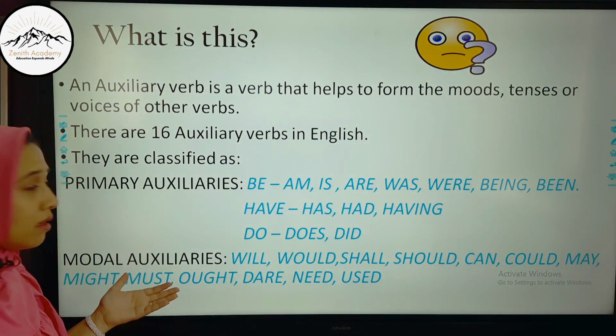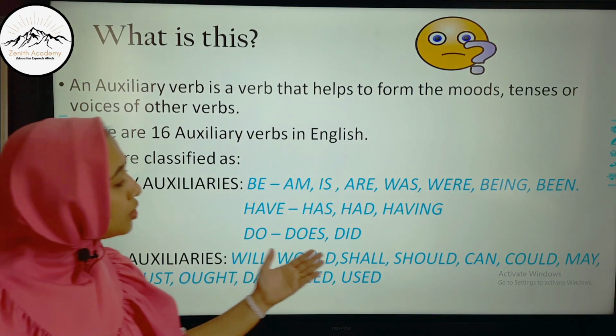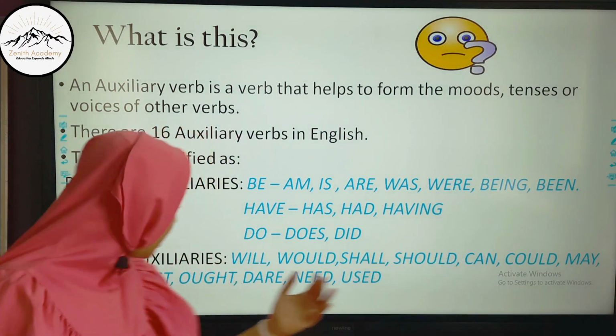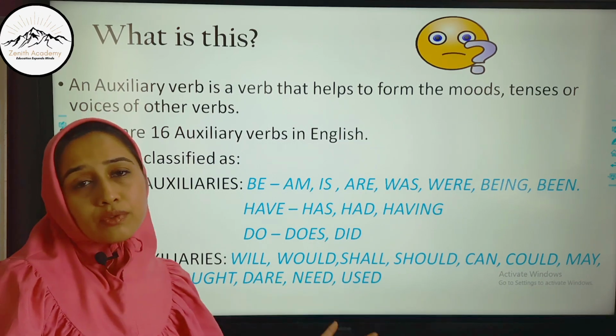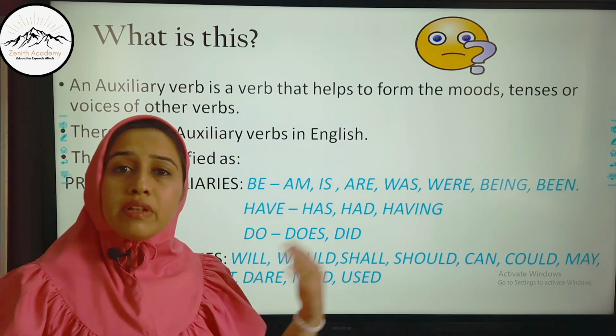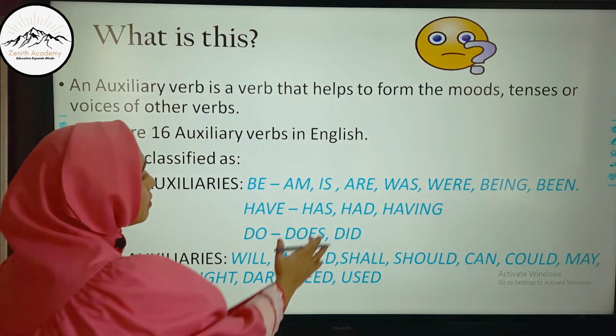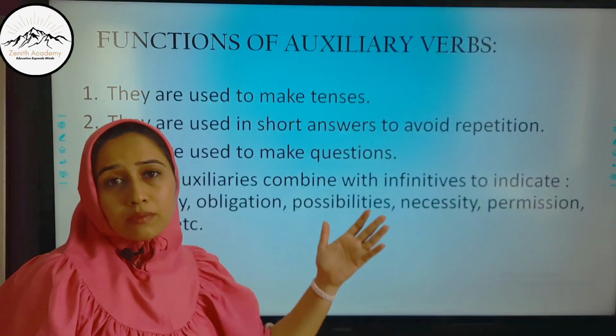The remaining 13 words are the modal auxiliaries, and they are will, would, shall, should, can, could, may, might, must, ought, dare, need and used. Now how these words are used or how they function, we will see in the next part. Let's move ahead. The first part is functions of auxiliary verbs.